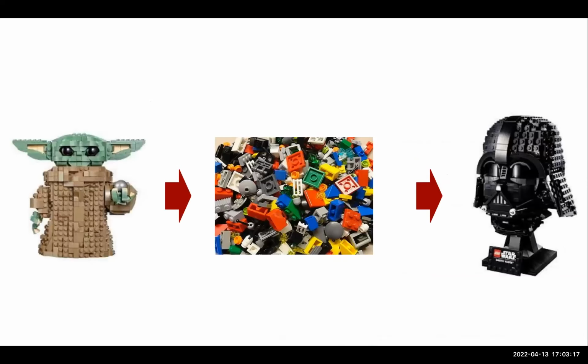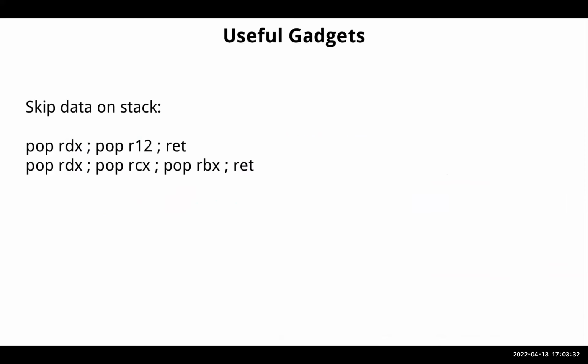So ROP is kind of like you break down Lego pieces, for example, your Lego Yoda, and reuse the pieces and build a Darth Vader out of them, kind of like that, right? Today, we are going to see another example to capture the flag using the ROP technique. Next class, we're going to see another more complicated example, which actually uses one gadget.